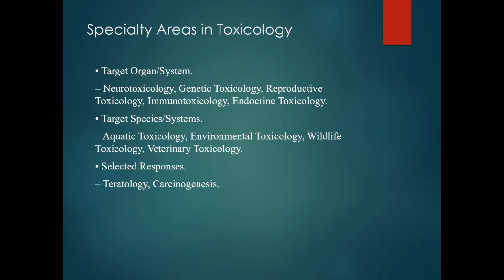Now we have environmental toxicology. Again, it is the study of any type of physical or chemical agents to the environment. When harm is done, it is known as environmental toxicology. Wildlife toxicology is the study of the effects of environmental contaminants on wildlife species. If any type of harm is caused to the wildlife due to toxic substances, any type of physical or chemical agents, it is known as wildlife toxicology.